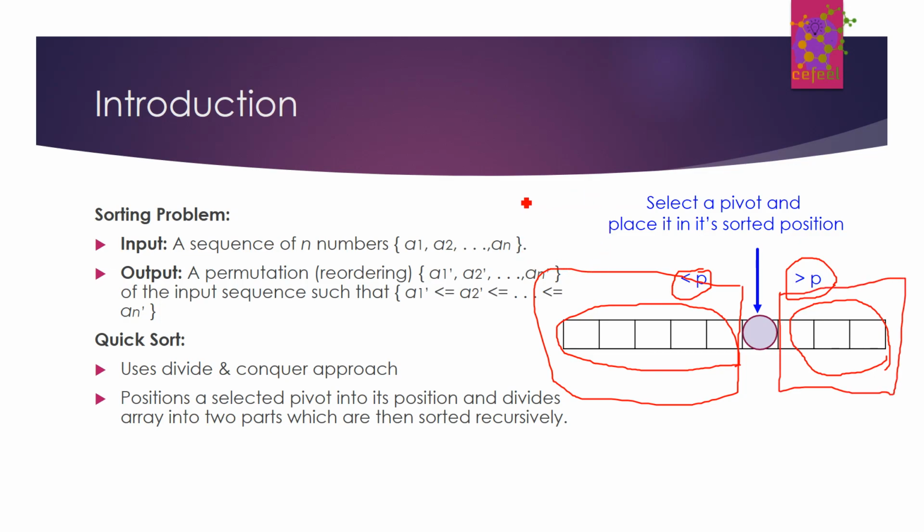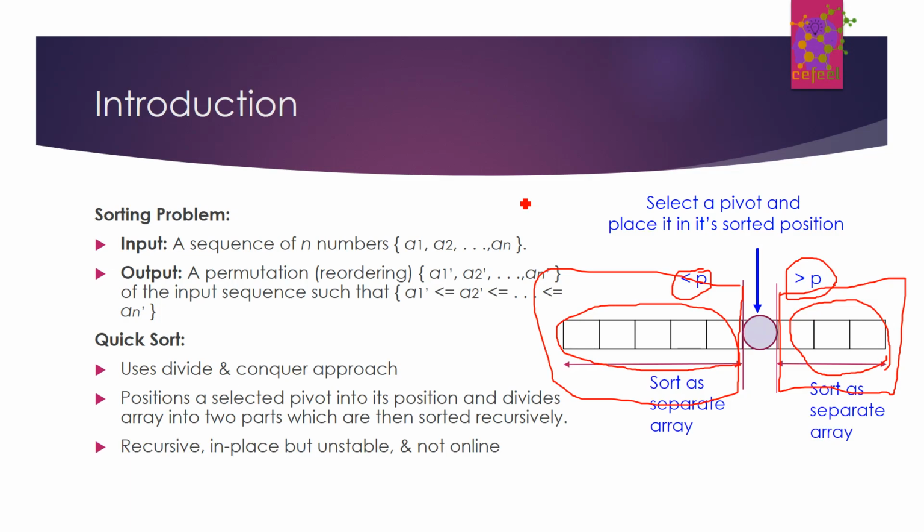So this is how the array is divided into smaller subarrays. And then finally, the same process is repeated, or recursively done. The same process is recursively used, and then the smaller subarrays are sorted as separate arrays.